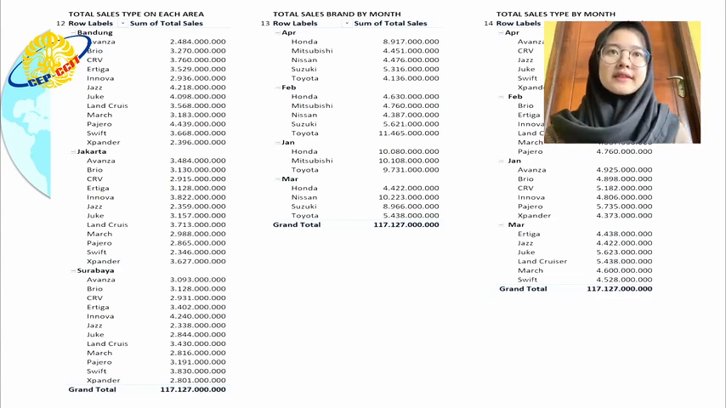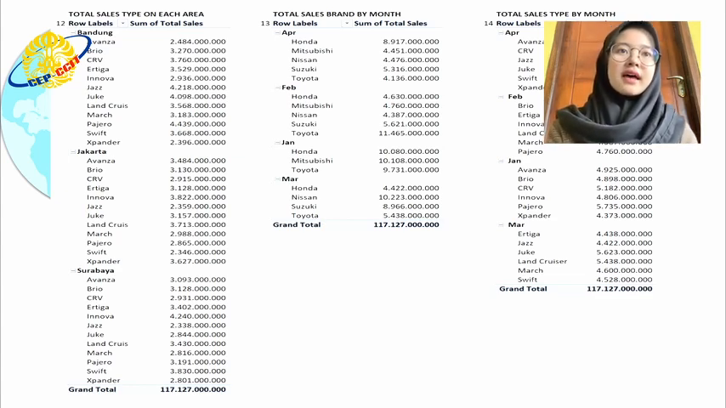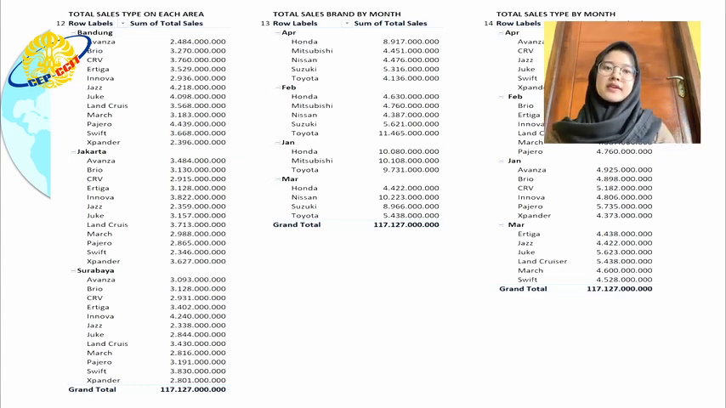And the last pivot table is total sales type by month. And we can see that the range of the total sales is from 4 billion till 6 billion. The highest for April is Swift, which is 5 billion. In February there is Innova, which is the highest among all, with 6 billion. In January there is CRV and Pajero with 5 billion, and the last is March with Juke and Land Cruiser, 5 billion.